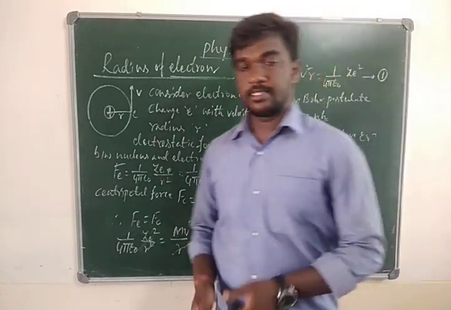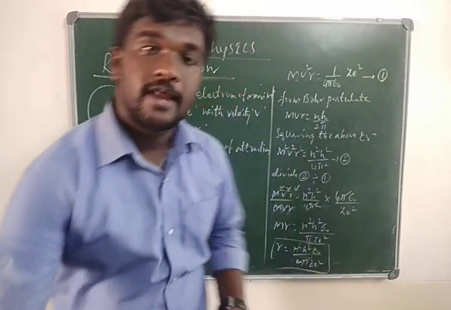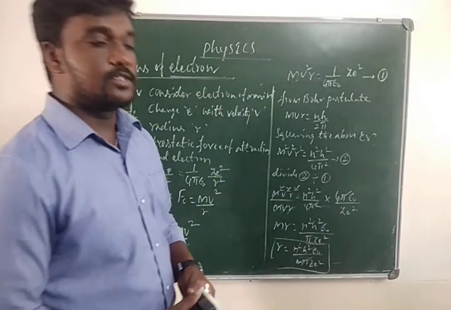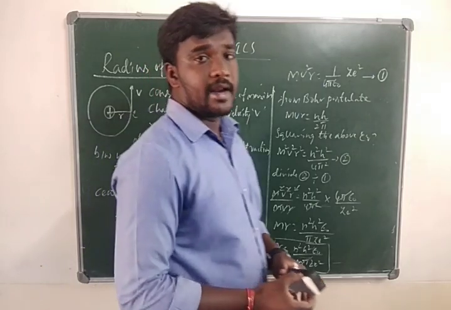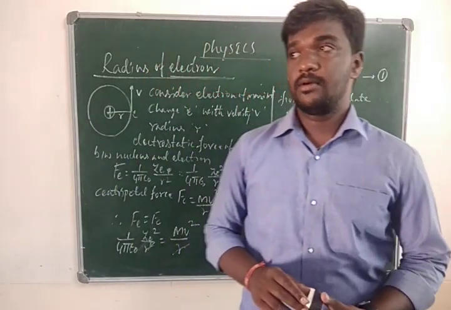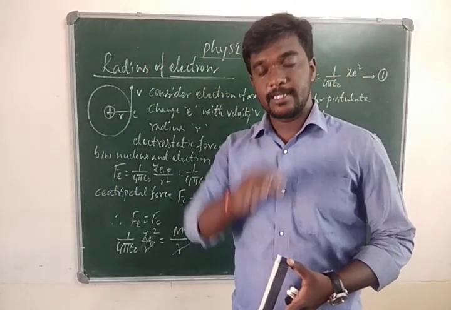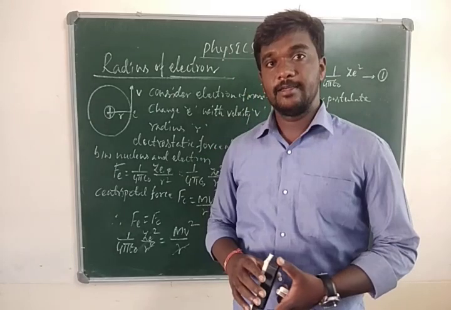Clear? Next, we derive the velocity of the electron. So far, we have derived the radius of the electron. Now the electron has a velocity. What is that velocity? We derive it.